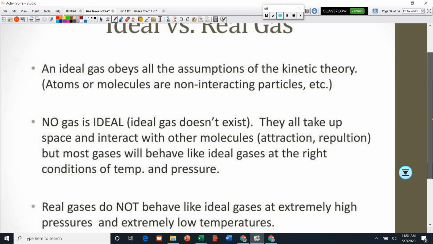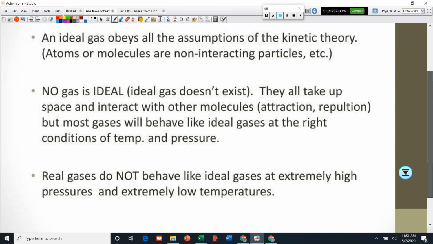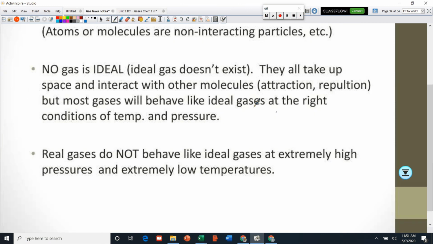An ideal gas is a theoretical set of circumstances. All gases take up space. All gases interact with other molecules. So therefore, there are going to be forces of attraction and repulsion. Most gases will behave like an ideal gas if the right conditions are present. Real gases do not behave like ideal gases at extremely high pressures or extremely low temperatures.